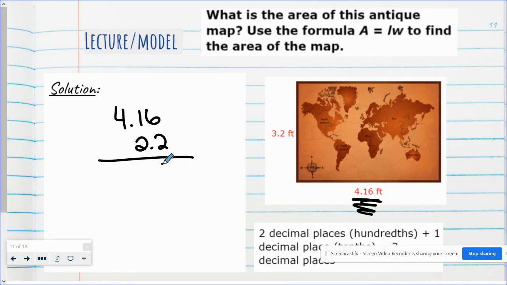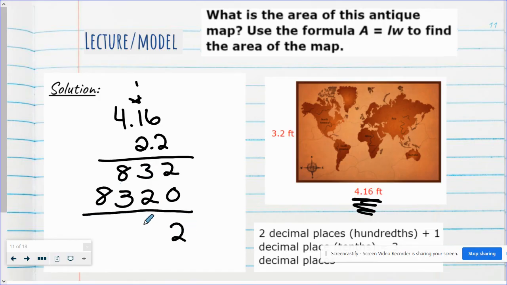2 times 6 is 12. 2 goes down, 1 goes up. 2 times 1 is 2, plus 1 is 3. 2 times 4 is 8. Bring down our invisible 0. 2 times 6 is 12. 2 goes down, 1 goes up. Crossed out the other one, we already used it. 2 times 1 is 2, plus 1 is 3. And 2 times 4 is 8.